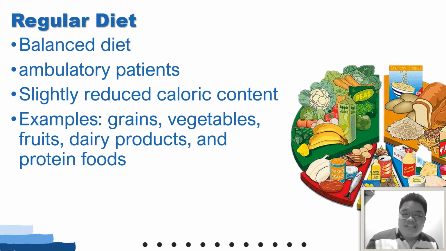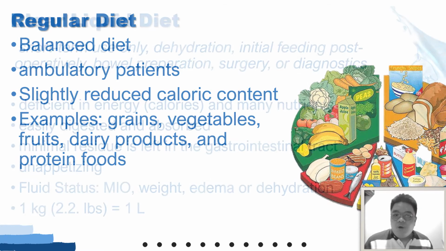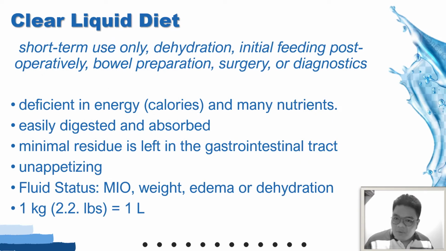And in that case, class, the examples are you have grains, you have your veggies, you have your fruits, your dairy products, and then your protein food. So if you get to be admitted in the hospital and there are no conditions, you would have your regular diet. Now, what is your clear liquid diet?